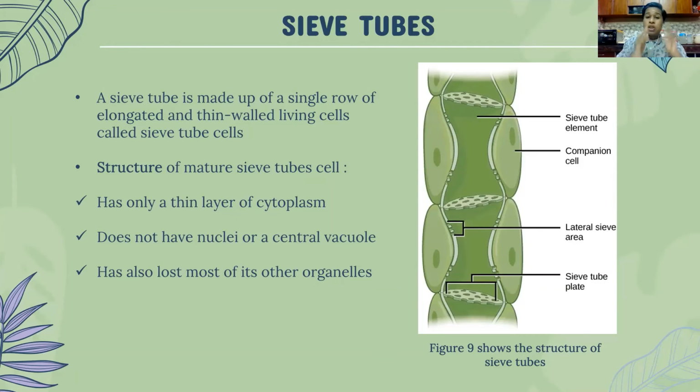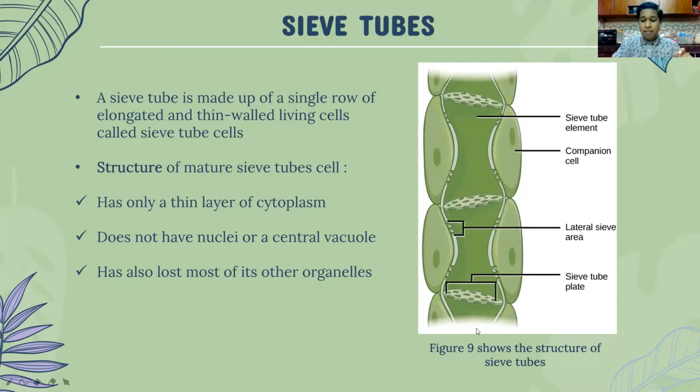So as we saw just now, xylem vessels are unlike sieve tubes. Okay, sieve tubes are actually a cell, whereas xylem vessels are just hollow tubes which do not contain anything. But a sieve tube is like a cell which has a thin layer of cytoplasm but does not have any nuclei or any vacuole, and also doesn't have most of the organelles.